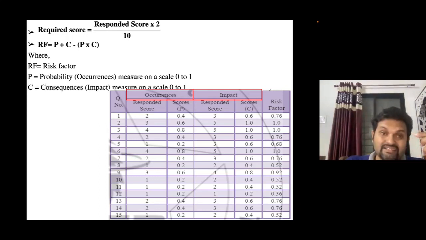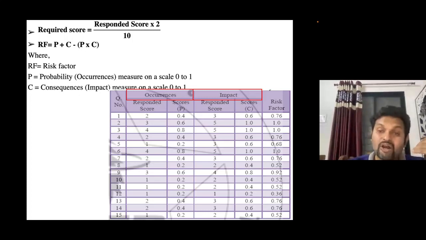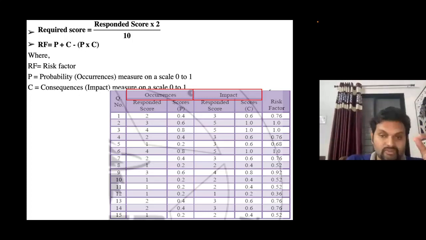Now the important thing is how I'm going to calculate the risk factor. On the basis of that, I'm going to rate them and put them in sequence, right? So how am I going to put the risk factor? Now see, occurrence score I have shown as P and impact score I have shown with C. So you put that into the formula: risk factor equals occurrence score plus impact score minus occurrence score multiplied by impact score.